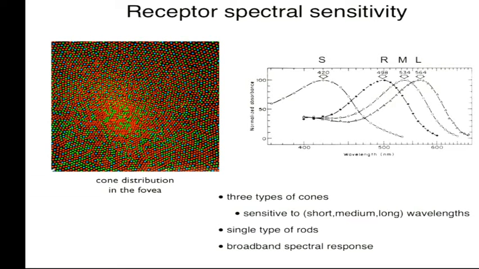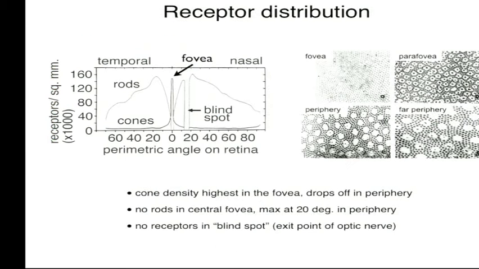But the significant thing about this is that there are three kinds of cones. They're sensitive to different ranges, and they have broadband overlapping spectral response properties. Again, a reminder, the receptors are not equally distributed across the retina.